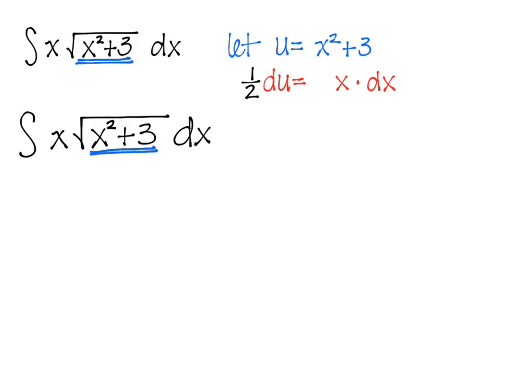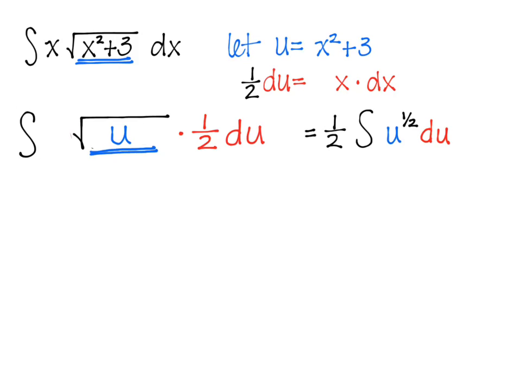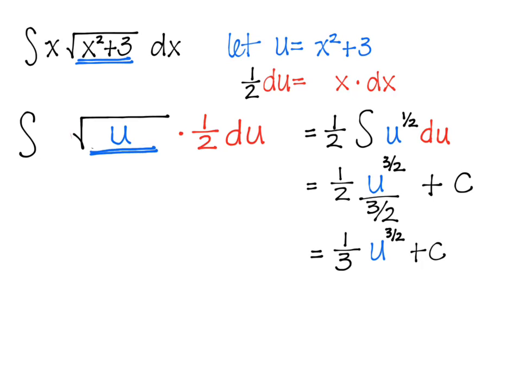So x squared plus 3 becomes u. x dx, well, that's 1/2 du. I'm going to put the 1/2 in front because we like to put our constants out in front and do the integral there of the square root function. And simplifying, we get 1/3 u to the 3/2 plus c. But don't forget, now we have to substitute back in for the u, and we end up with 1/3 of that x squared plus 3 to the 3/2 power plus c.